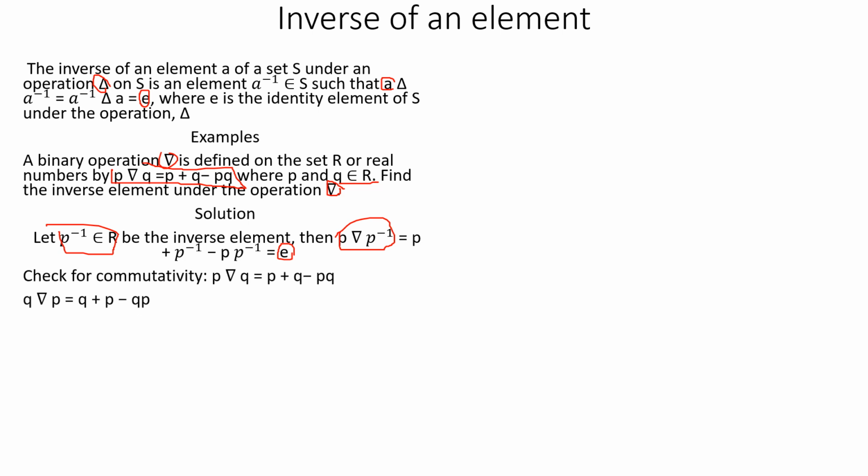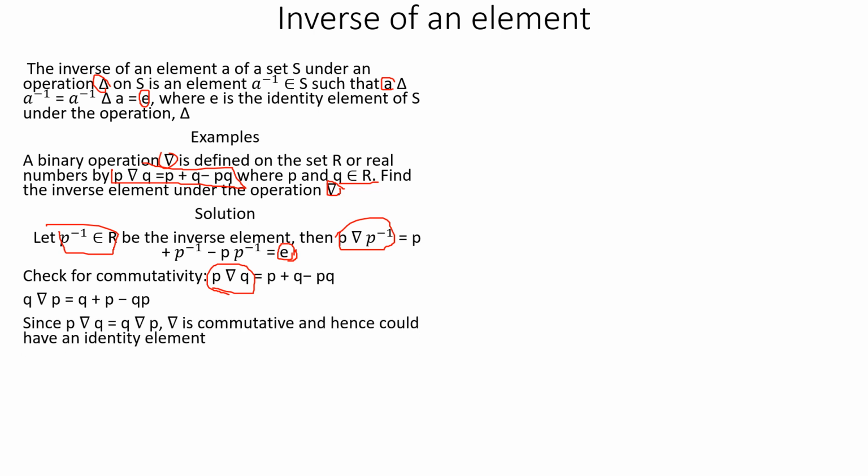Because there is an identity element here, we have to check for commutativity. If the operation is commutative, we can say that there is an identity element. We do that by interchanging the places of P and Q and putting them into the expression. Since P operated on Q is equal to Q operated on P, there is commutativity and hence there could be an identity element. So we are going to search for that identity element.